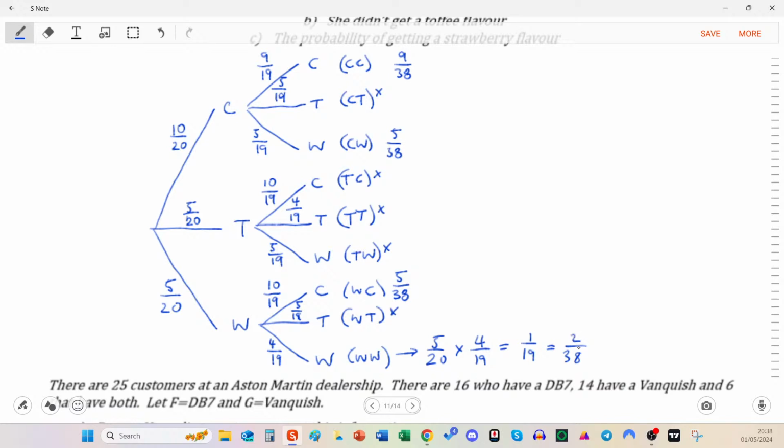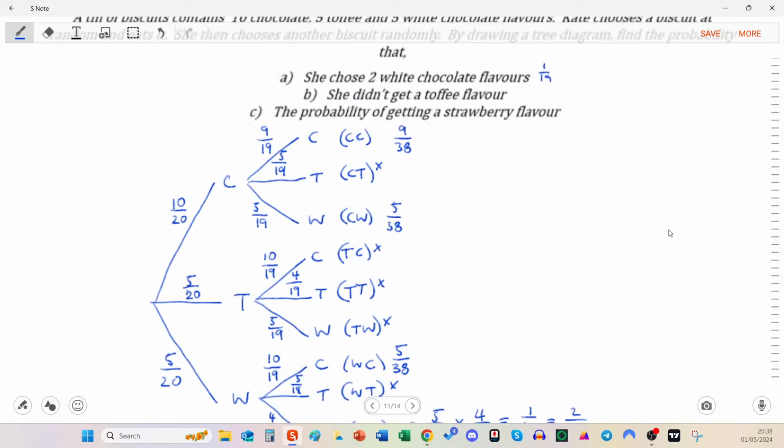So in fact, there's much less need for a calculator than all of that. 1, 2, 3, 4. Okay, so I think we're there. The total for not getting toffee flavor would be all the ones where T wasn't present, and that's 21 over 38. And finally, the probability of getting strawberry.